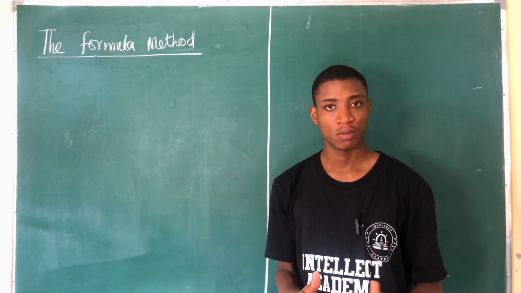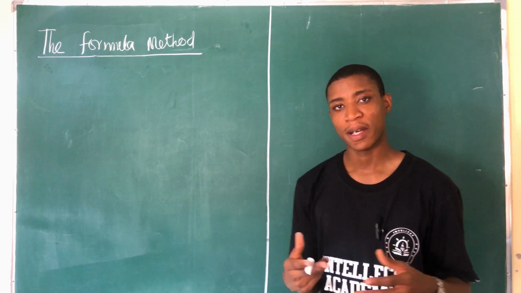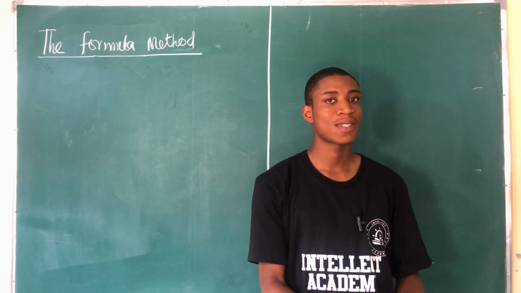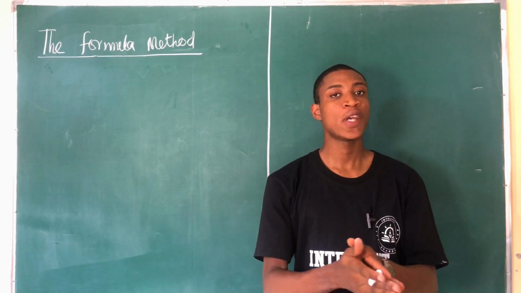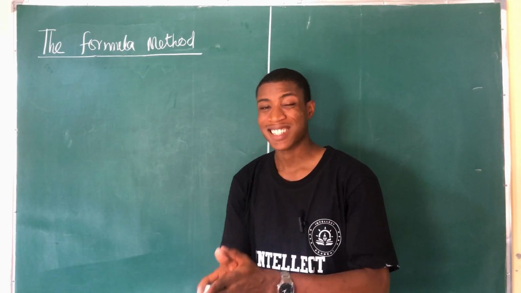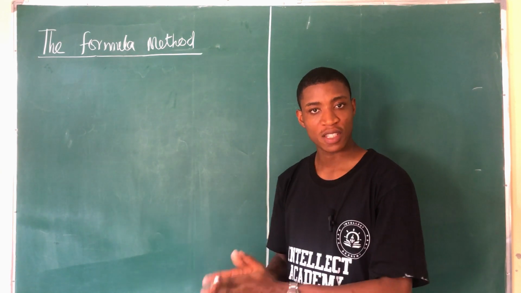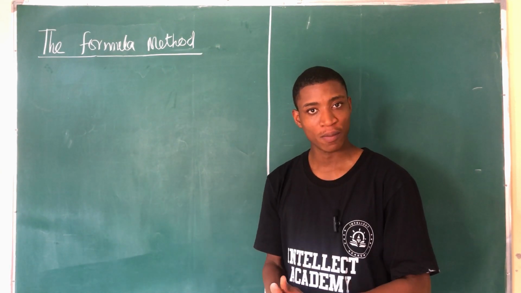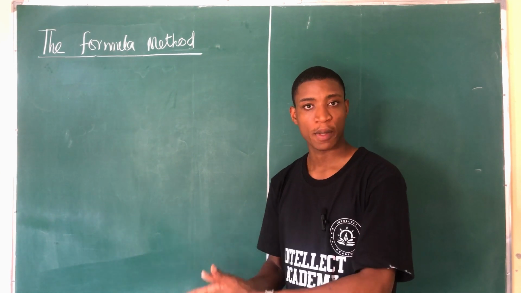Formula method. The formula method can be gotten by using the completing the square method. As the name implies, formula method. So we have a formula for a quadratic equation solution, and it is gotten using the principles we use for solving every type of problem of completing the square method.